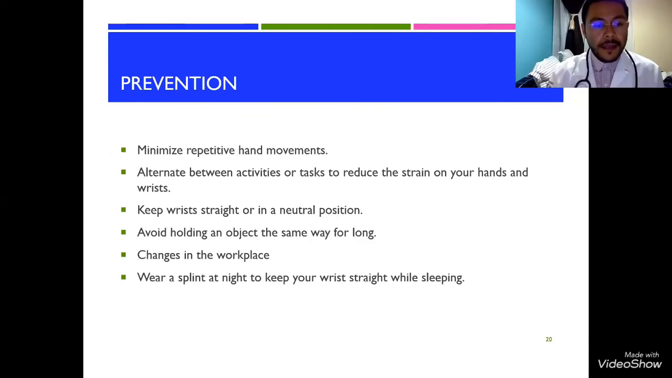Then let's change in the workplace. Working in the office, adjust the desk, chair, and keyboard so that your forearms are level with your work surface. No more up, no more down. Okay. And lastly, wear a splint at night to keep your wrist straight while sleeping.